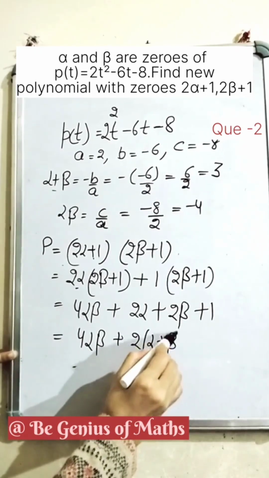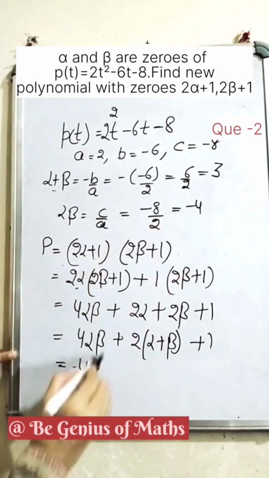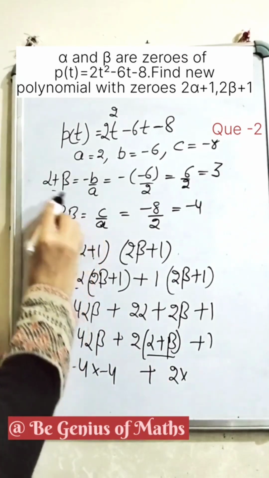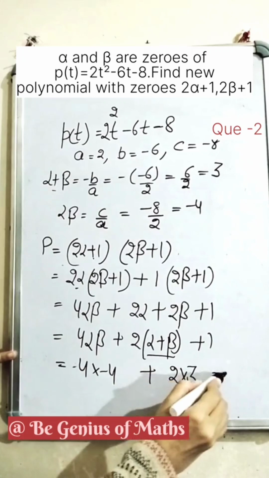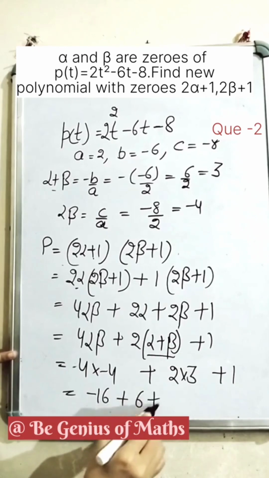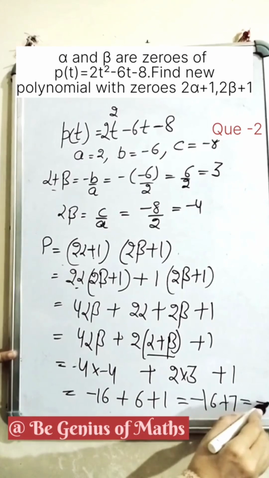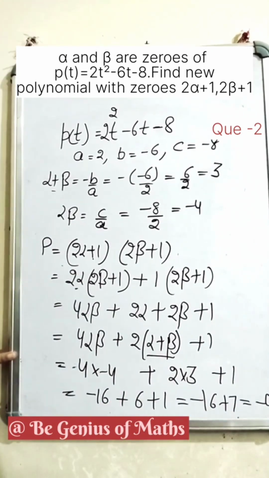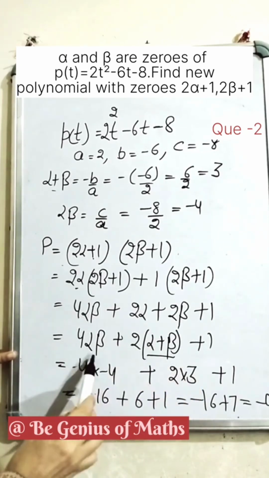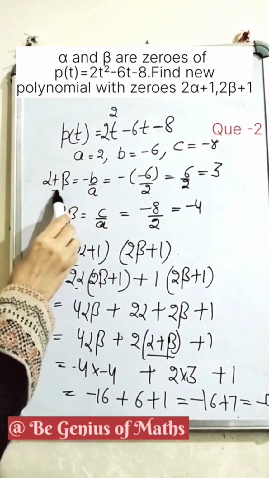2 into alpha plus beta, because alpha and beta are not given, but the values of alpha into beta and alpha plus beta can be used. Minus 16 plus 7, it is minus 9. So the product of new zeros is found by using alpha plus beta and alpha into beta.